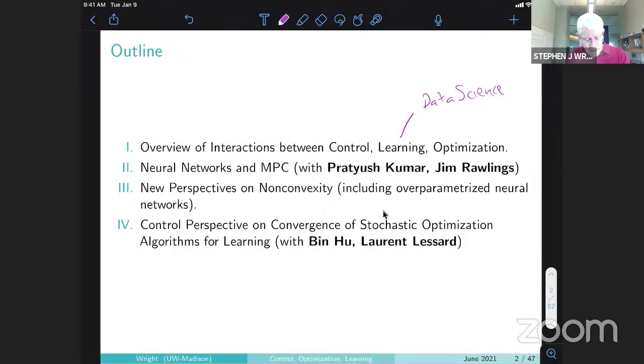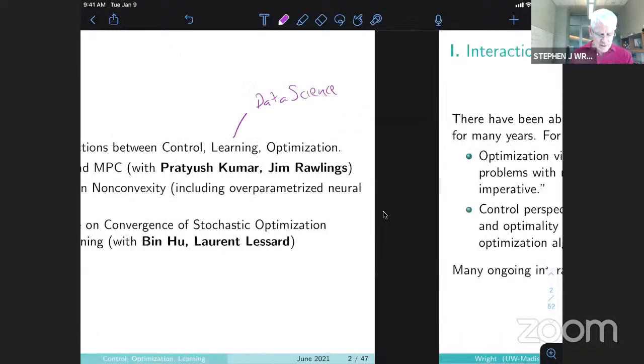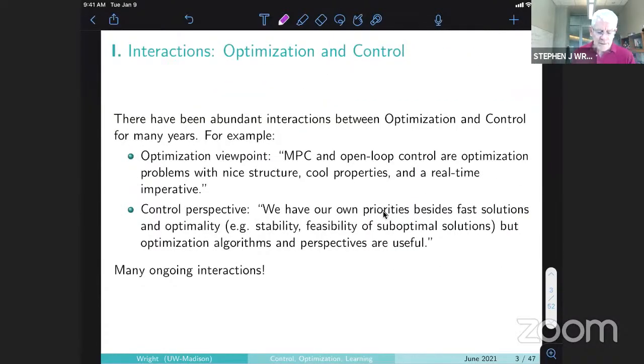And lastly, I'll talk about something that kind of involves all three areas. It's some work that we did in 2017, 2018 to analyze the convergence of stochastic optimization algorithms for learning, but using techniques from control, actually techniques that you probably learned about earlier today in the sessions with Professor Allgöwer. So let me dive into the first topic.